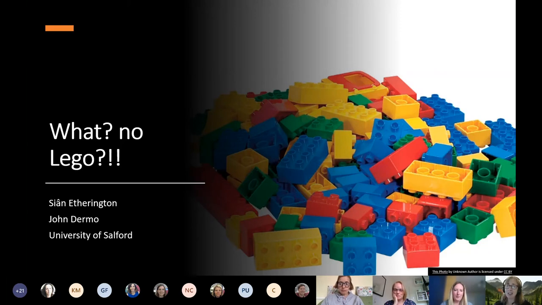Thanks for having us. It's really nice to be here. Our presentation is about the work that we do on our PG certs in academic practice for members of staff in the University of Salford. John and I work on the first module together, which is learning and teaching in higher education. And LEGO, up to March, figured fairly highly in one part of that module.